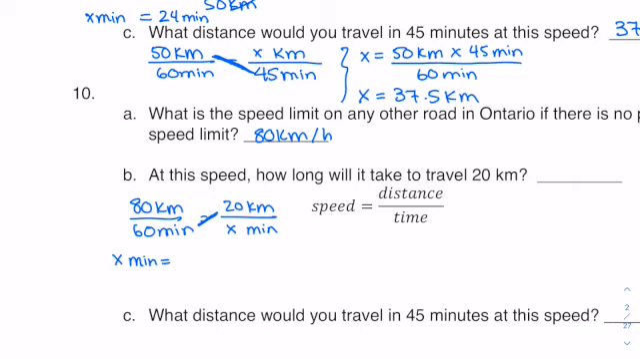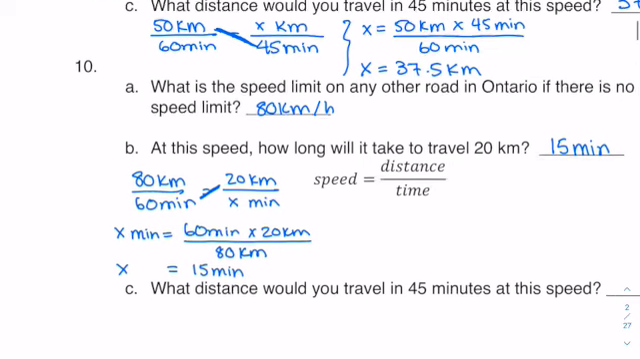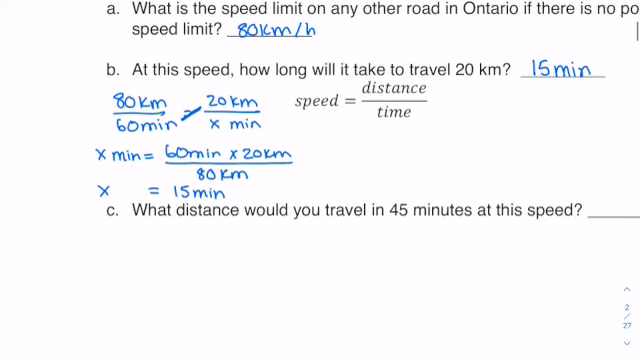So these ones here get multiplied, and you divide it by the one that's left. And it will take 15 minutes. What distance will you travel in 45 minutes?